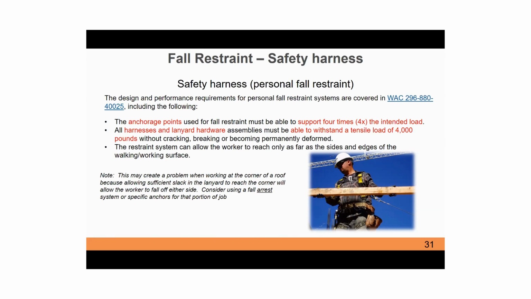And the restraint system, as opposed to the fall arrest, is intended for the worker to go up to the sides and the edges of the working surface without them falling. One of the problems that we often see where fall restraint is used is at the corners of the roof, because you'll have enough slack to go to the corner of the roof, but in turn you'll have too much and you could fall off either side.